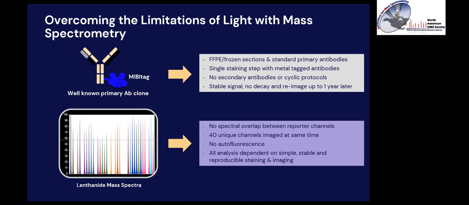There's no spectral overlap like you see in immunofluorescence because we are using ToF-SIMS here, and that in turn allows us to image the 40 unique channels in parallel at the same time. We don't have autofluorescence, and so that really makes this a simpler technique for this application, but actually allows us to get the same or similar spatial resolution with a much higher multiplex nature.